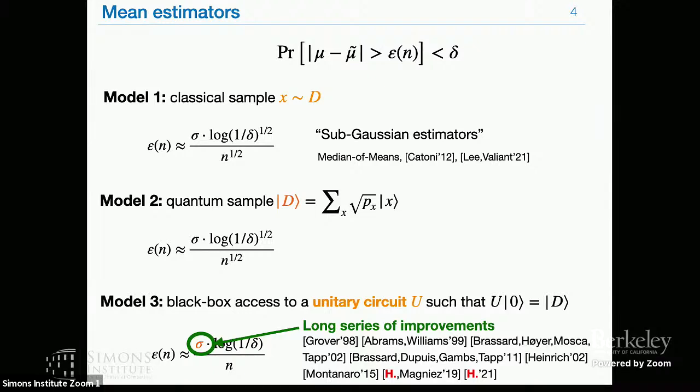I mean, starting more than 20 years ago. And in particular, the dependence on the standard deviation was complicated to obtain. I mean, some of those estimators do not perform well if the distribution is heavy-tailed.